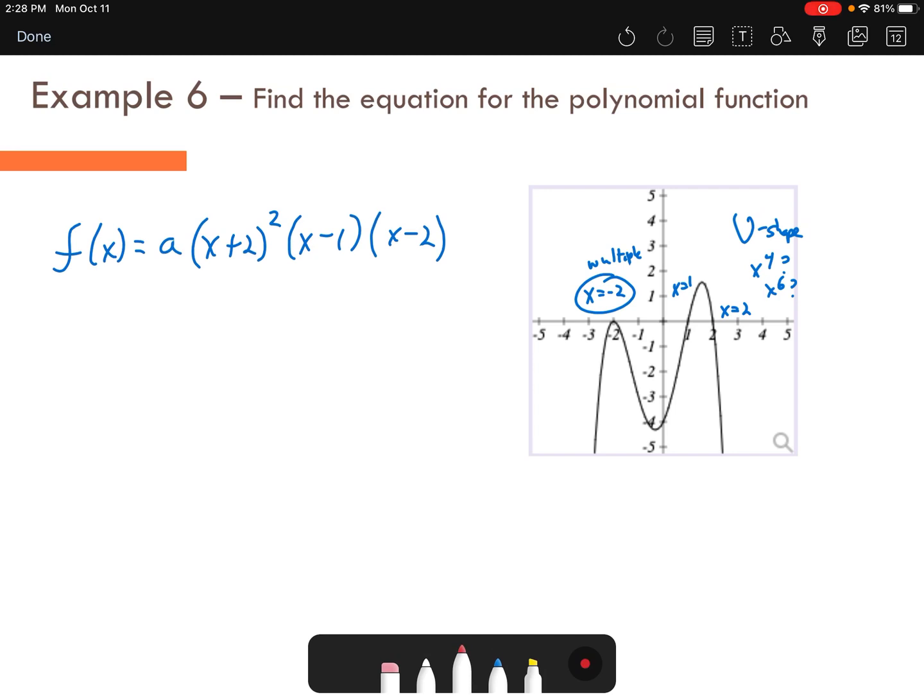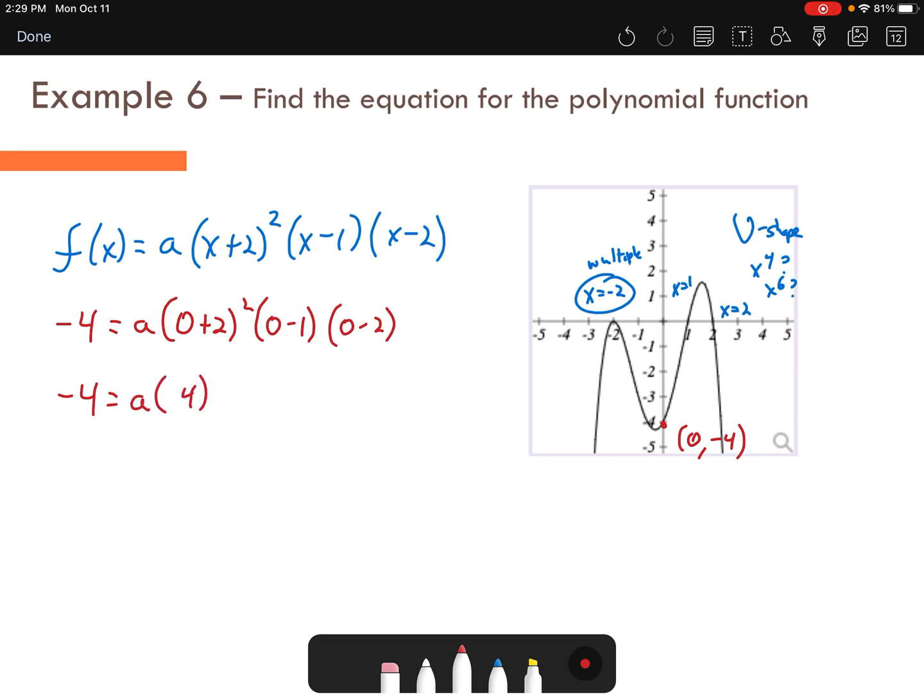I think we have one here. Now we're kind of guessing, but it looks like 0, negative 4 is a point we can use. We shall find out if it's going to look nice. So we put 0 in for x and negative 4 for y, and then solve. That's 2 squared, which is 4, times negative 1 times negative 2. That's 8, isn't it? So a is negative 1/2.